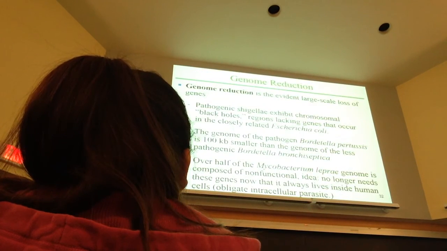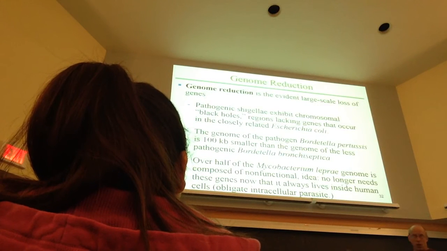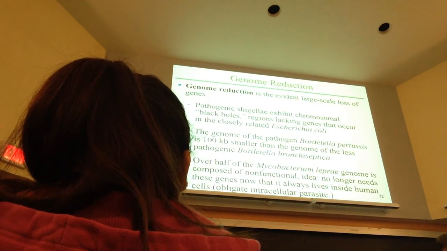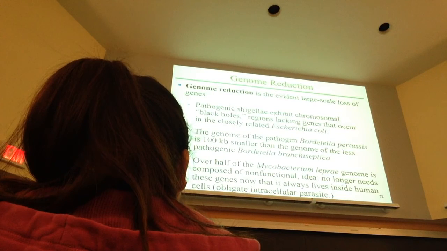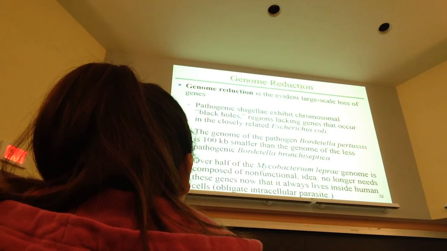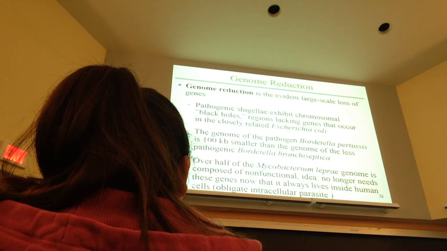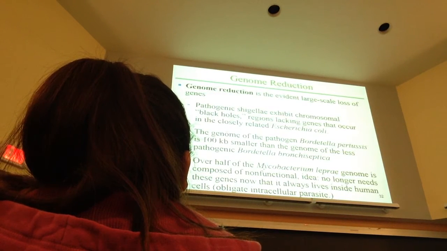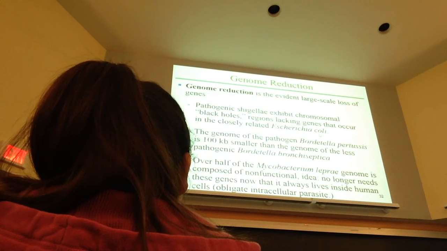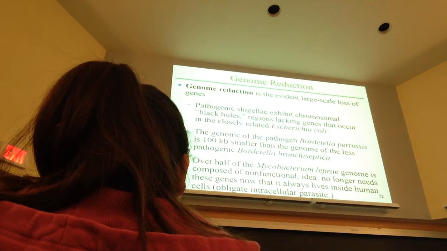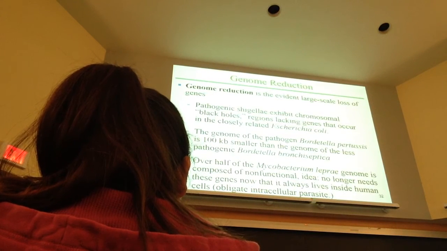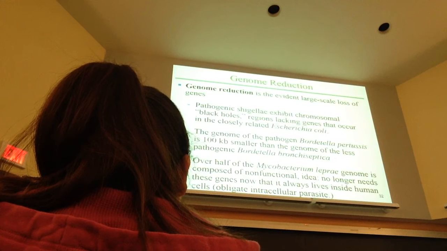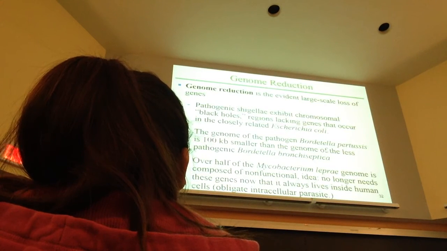Okay, the last slide here is we've been talking about acquiring genes. There is interesting evidence of loss of big groups of genes among bacteria. So pathogenic Shigella exhibit chromosomal, quote, black holes, lacking genes that occur in closely related E. coli. So the interpretation is these Shigella species have lost those genes that they had in common with E. coli. It's even associated with pathogenicity.